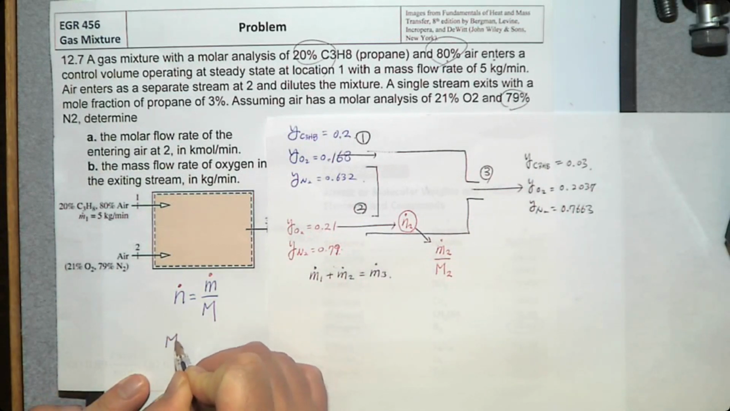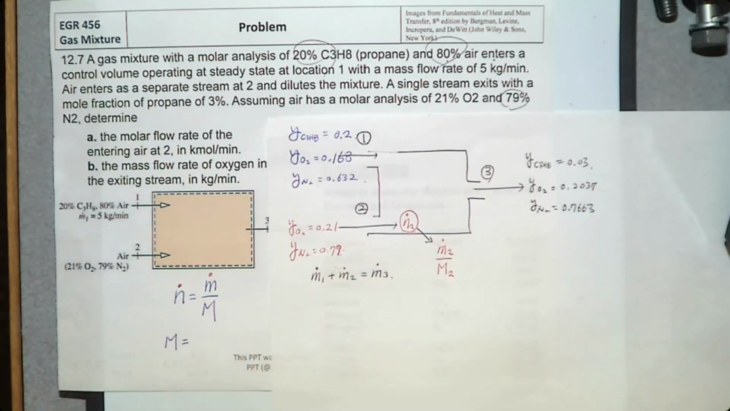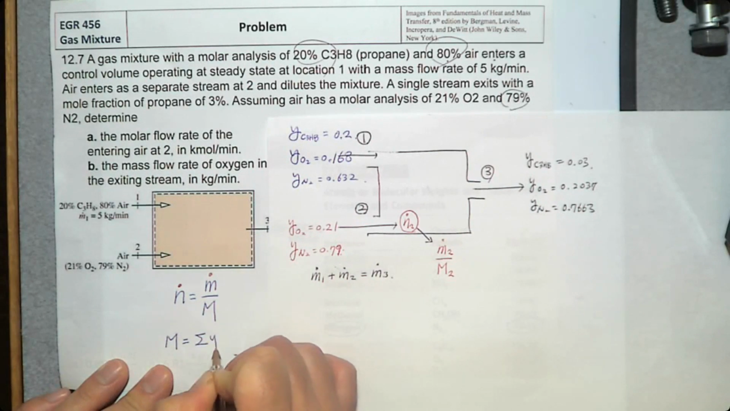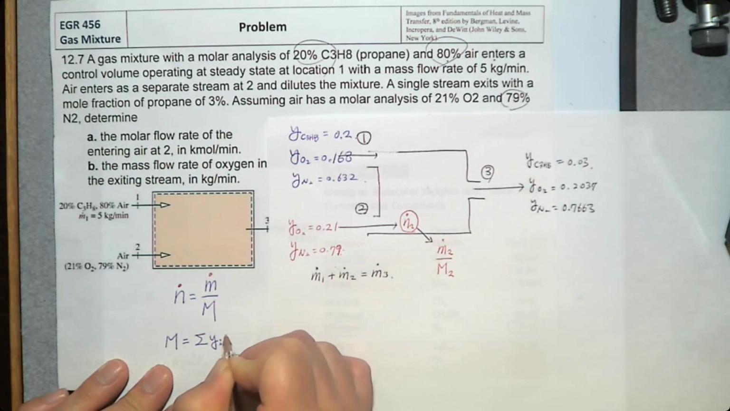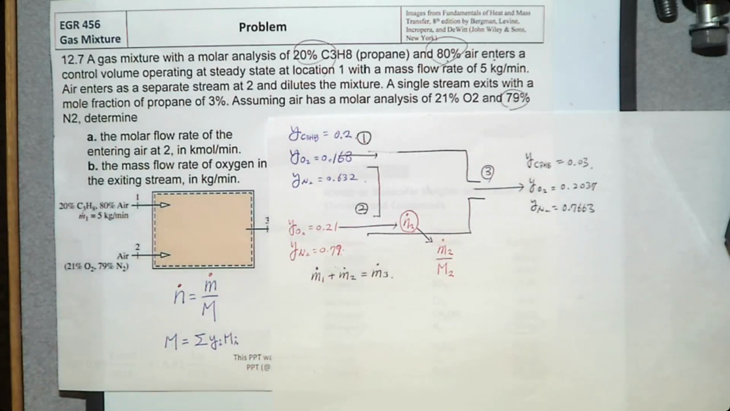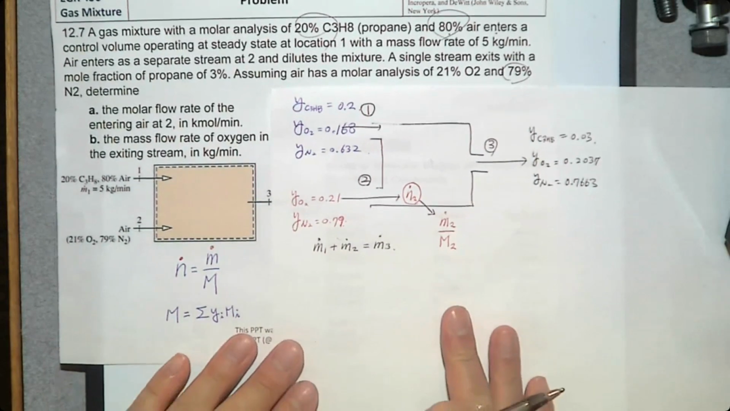And this molecular weight of this mixture can be determined by this equation. The apparent molecular weight, which is the average molecular weight, is going to be the sum of mole fraction times molecular weight of each component. So that means if you have a mixture of oxygen and nitrogen, its molecular weight can be determined by the mole fraction of oxygen times the molecular weight of oxygen plus the mole fraction of nitrogen times the molecular weight of nitrogen. So let's calculate that.